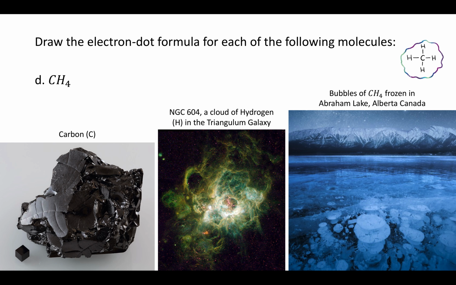So if you were to take carbon and mix it together with hydrogen, you would get methane, which has the electron dot formula that we drew earlier.